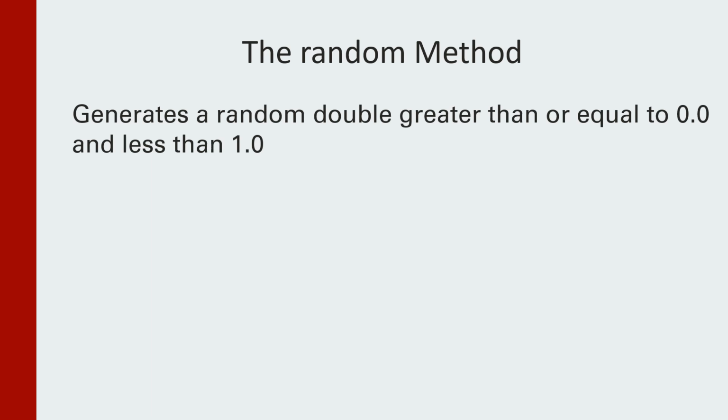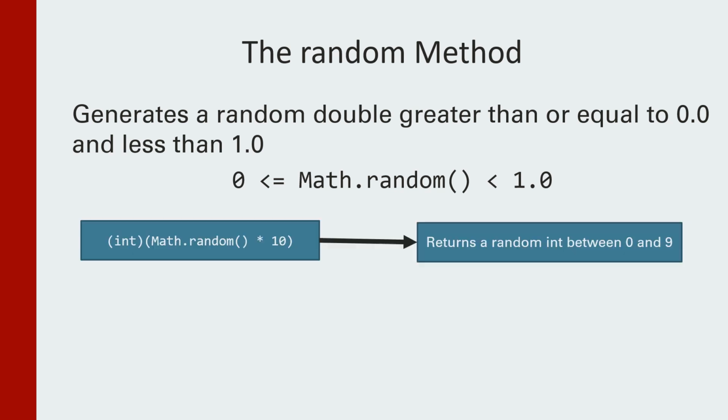It generates a random double greater than or equal to 0 and less than 1.0. So 0 is included and 1 is excluded. Here are some examples of what you can do with Math.random. If you want to get a number between 0 and 9, you would do Math.random times 10, which gives you a number between 0 and 9.9 something.